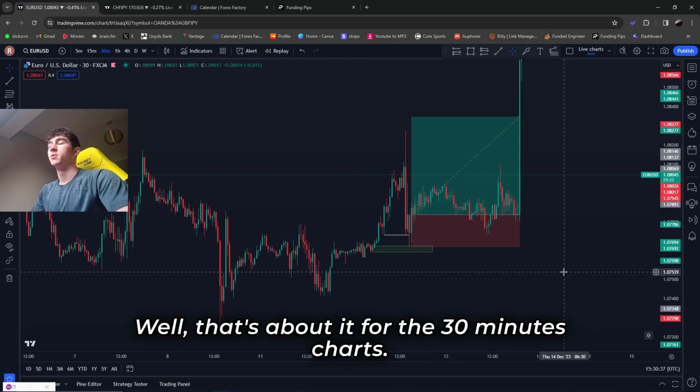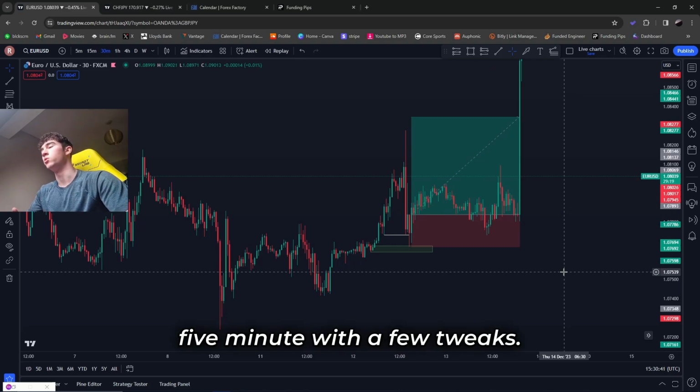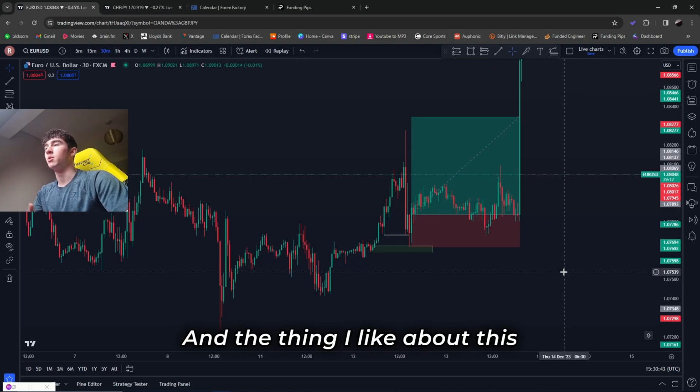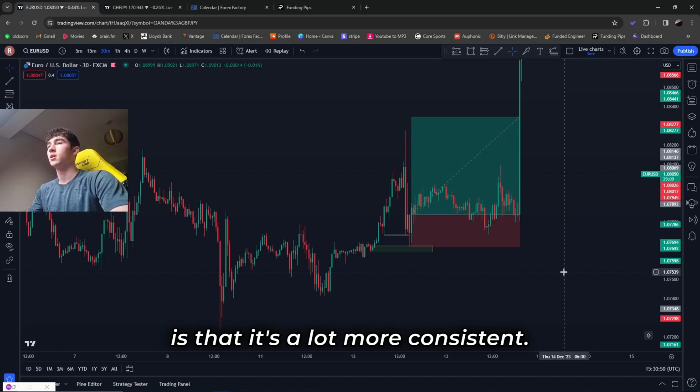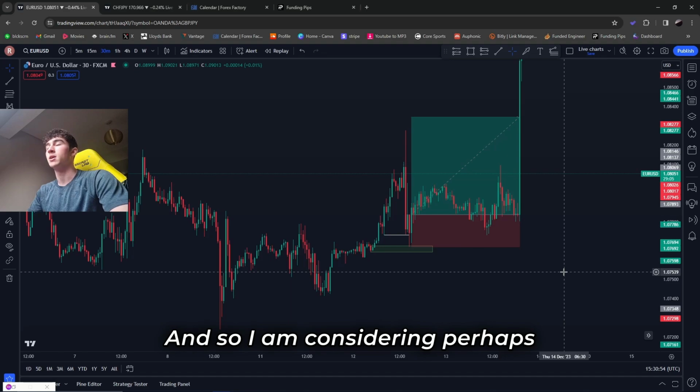But that's about it for the 30-minute charts. Very simple, more or less the same as the 5-minute with a few tweaks. And the thing I like about this is that it's a lot more consistent. It gives me free time away from the charts. And so I'm considering perhaps switching to this full time. I've got a lot more testing to do.